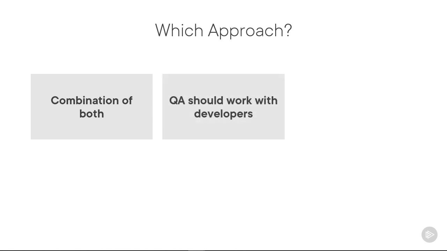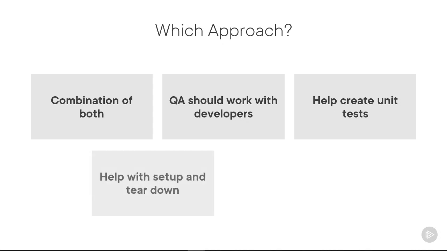So which approach should you use? Well, I always think a combination of both is probably the best. You need the QA department working with the developers. You both will help create unit tests together, because the QA people will think of things the developers can't think of, and the developers will see things in the code that the QA people may not know about. They can also help with setup and teardown, and help with UI testing. So I really like this combination of both.